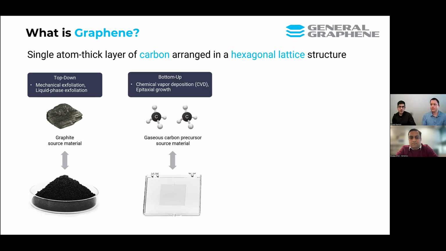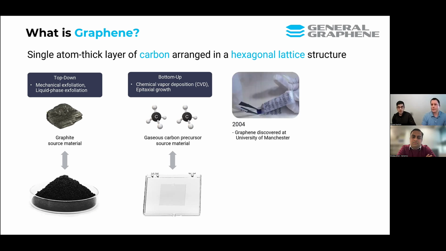On the flip side of the equation, you have bottom-up graphene, which is what our discussion today will be focusing on. Really, two routes there would be chemical vapor deposition, which is the crux of our talk today, and then epitaxial growth on semiconducting substrates. On this particular route, you have gaseous carbon precursors that are often the starting source material, and your output is going to be really a transparent film that's closer to the one atom thick definition of graphene.